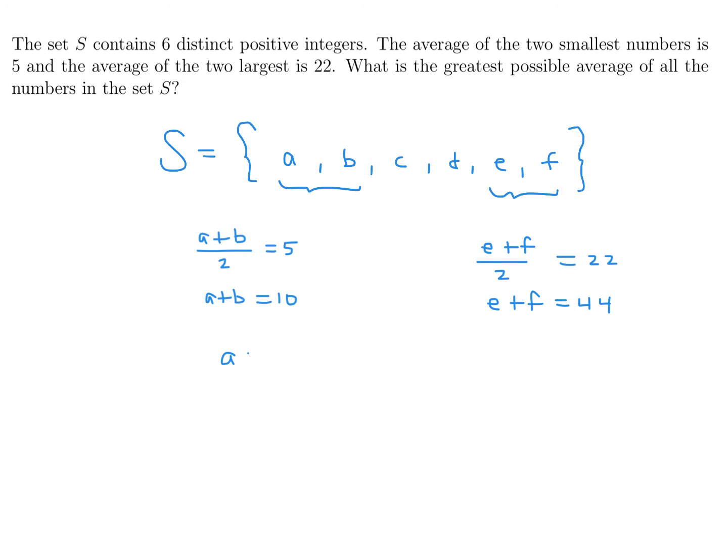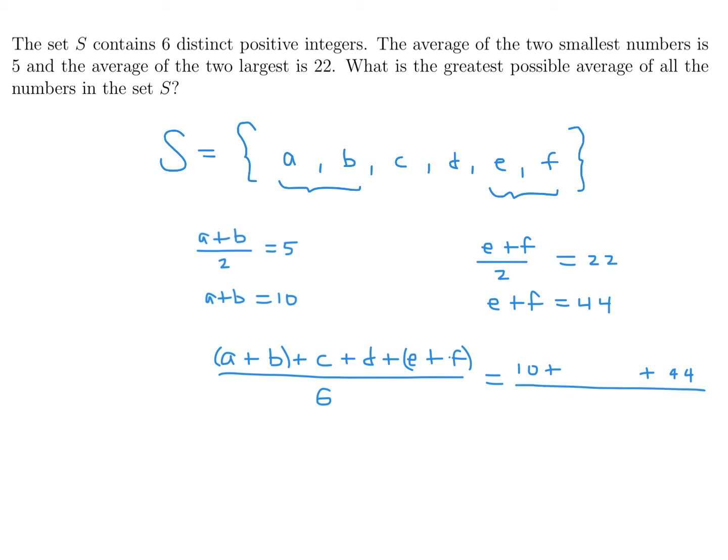Basically, if you take the average of all these, what's the largest it could be? So A plus B plus C plus D plus E plus F, all over 6. What's the largest this could be? Well, A plus B is fixed as 10, and E plus F is fixed as 44. The denominator is fixed as 6, obviously. So the only thing I really have to maximize is C plus D.